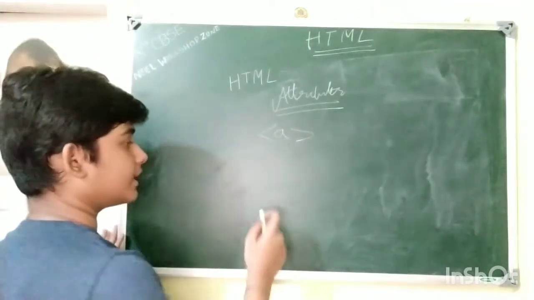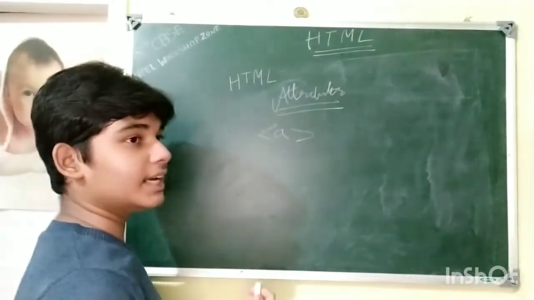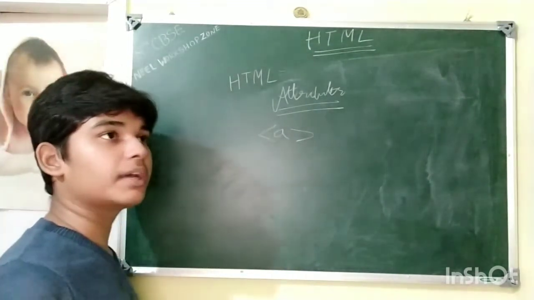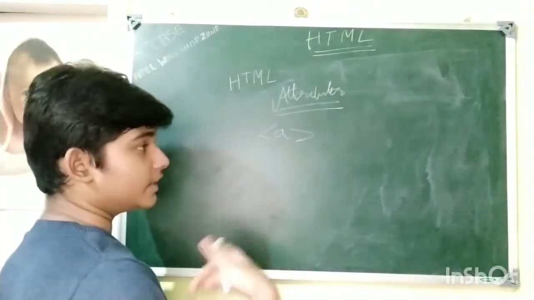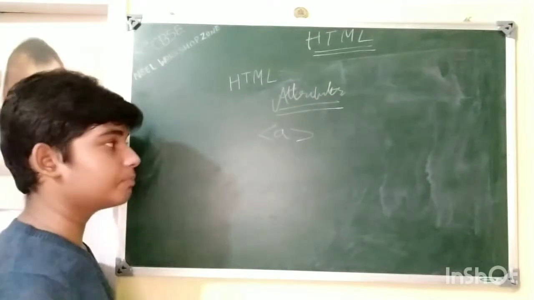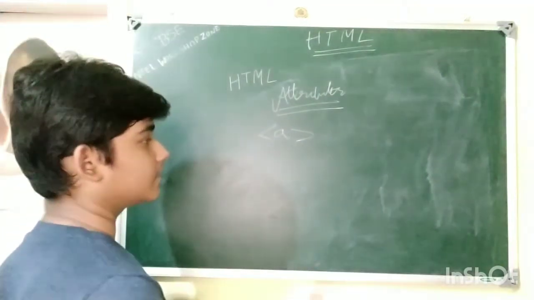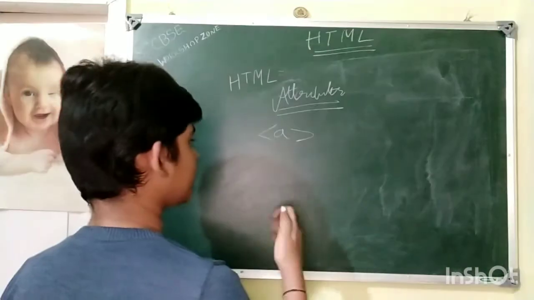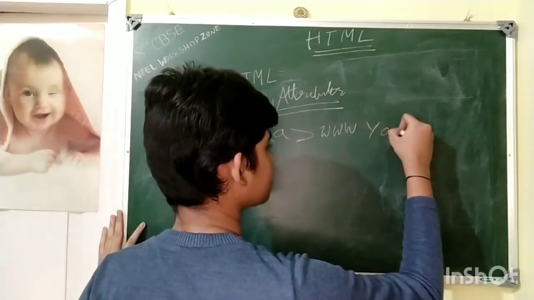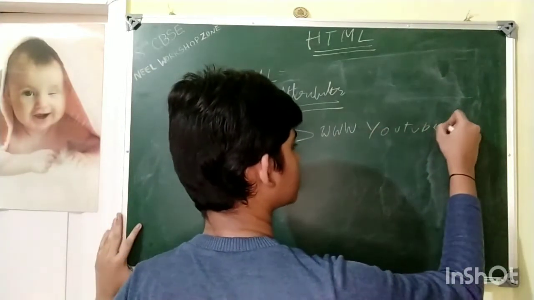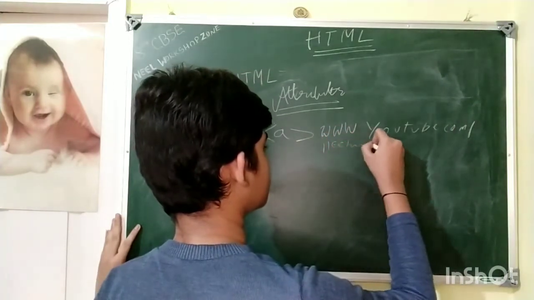So if you don't know what a hyperlink is, if you check the description of my video, you can see that I most probably have a link to my previous video. So when you click that, it redirects you to that page. So this actually does that, it's a hyperlink element. So for example, let's take www.youtube.com/Neel workshop zone.